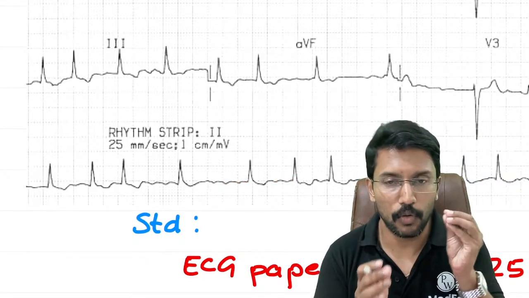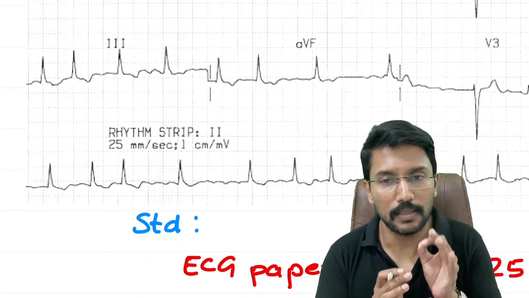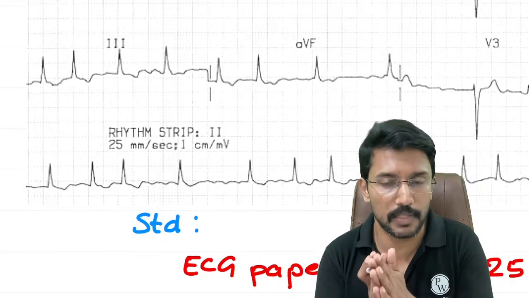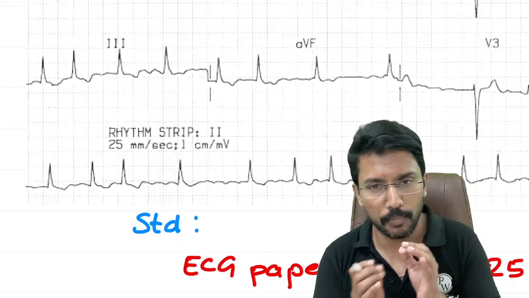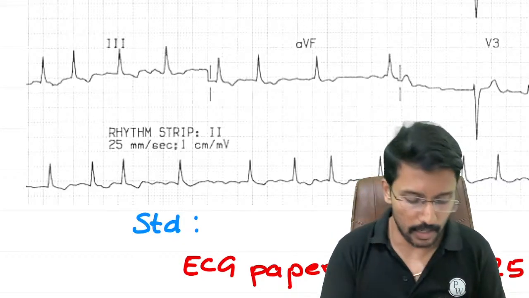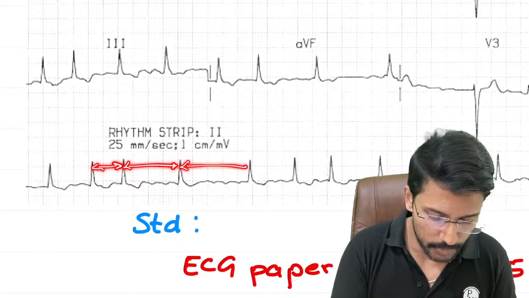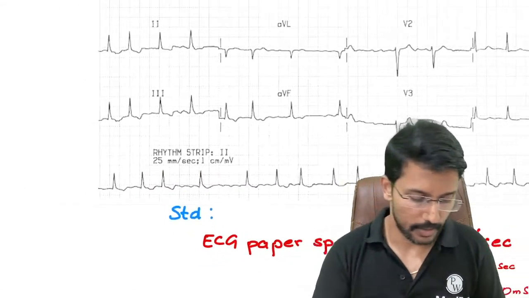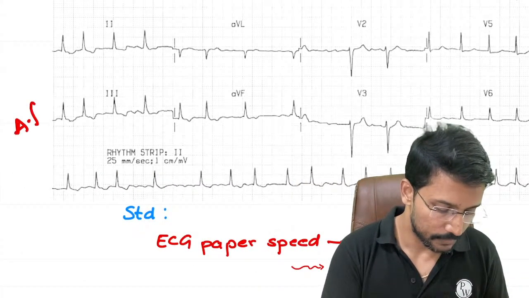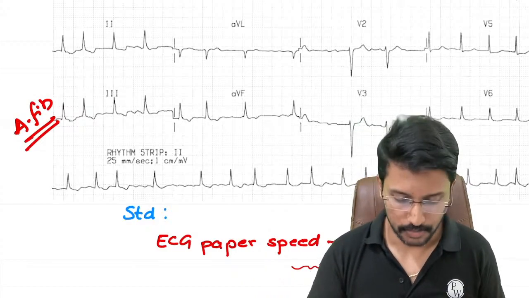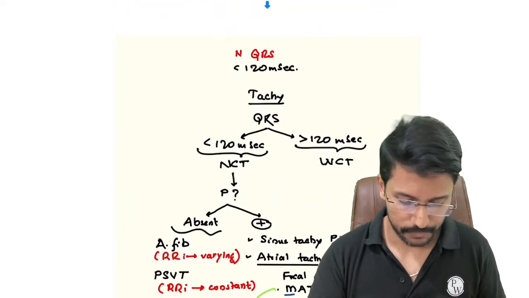So again, I have narrow complex tachyarrhythmia with absent P waves. Whenever we have narrow complex tachyarrhythmia and absent P waves, atrial fibrillation and PSVT are two differential diagnoses. Look at the RR interval. Here the RR interval is significantly varying from one beat to the next beat. So then the diagnosis becomes atrial fibrillation, right? So you have to always remember this approach.